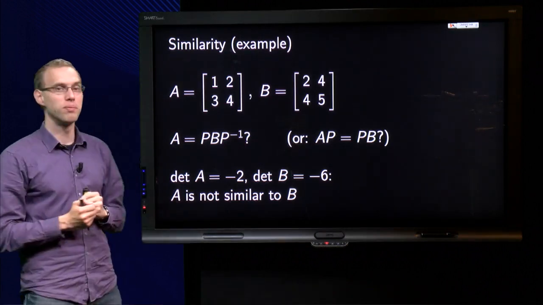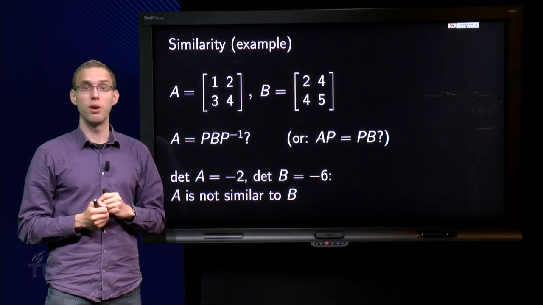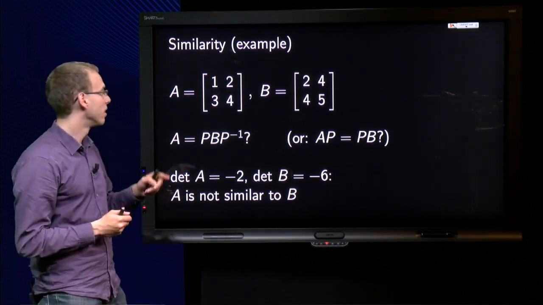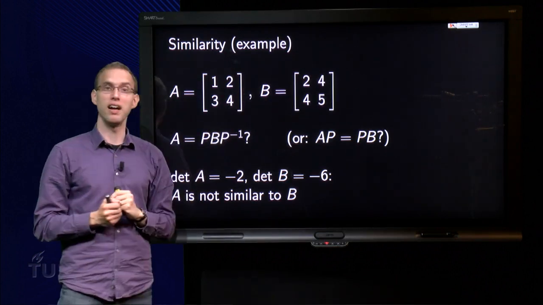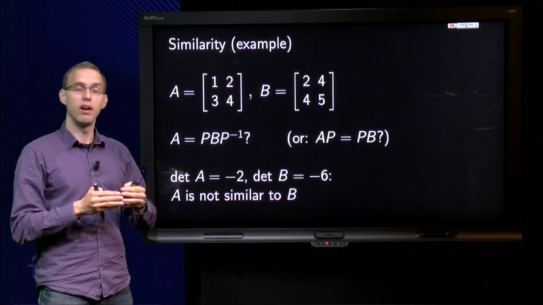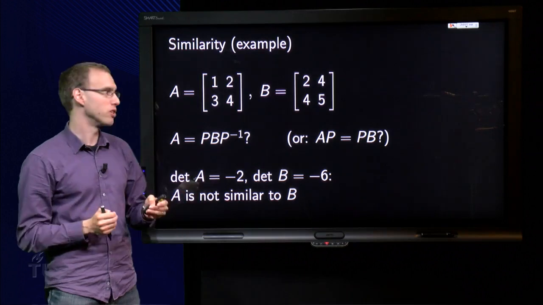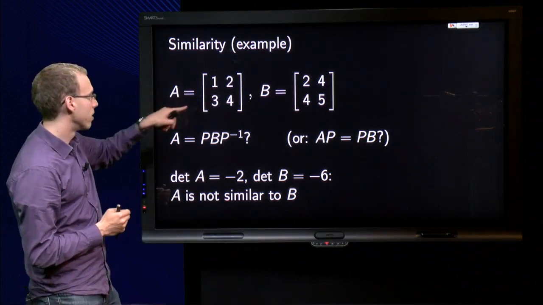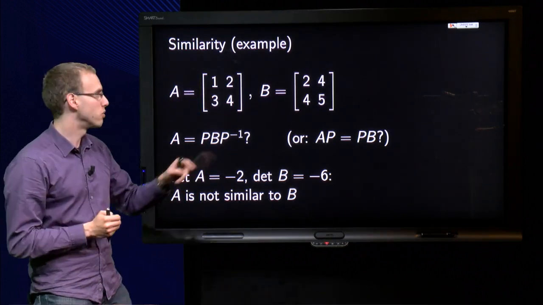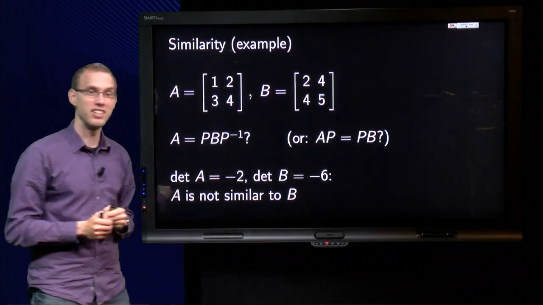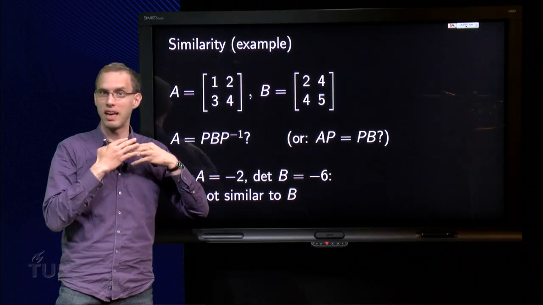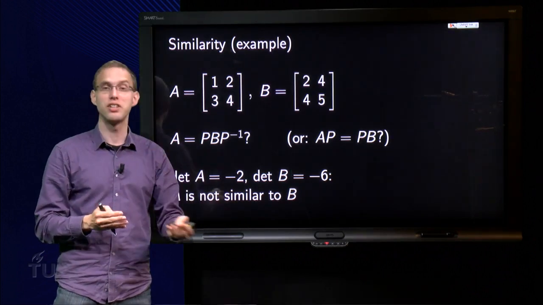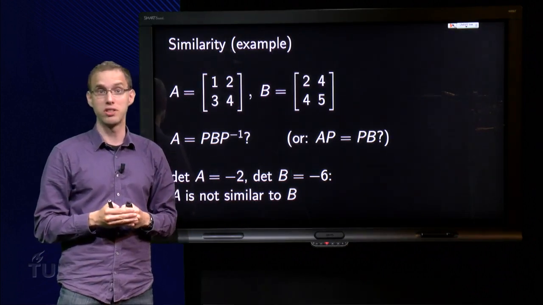We'll start with matrices A and B over here, and wonder whether they are similar or not. A is 1, 2, 3, 4, B is 2, 4, 4, 5. Well, it's always good to check the determinants first, and we see that det A equals 4 minus 6 equals minus 2, and det B equals 10 minus 16 equals minus 6. So I know I don't have to look at anything else. A is not similar to B because the determinants are not the same.